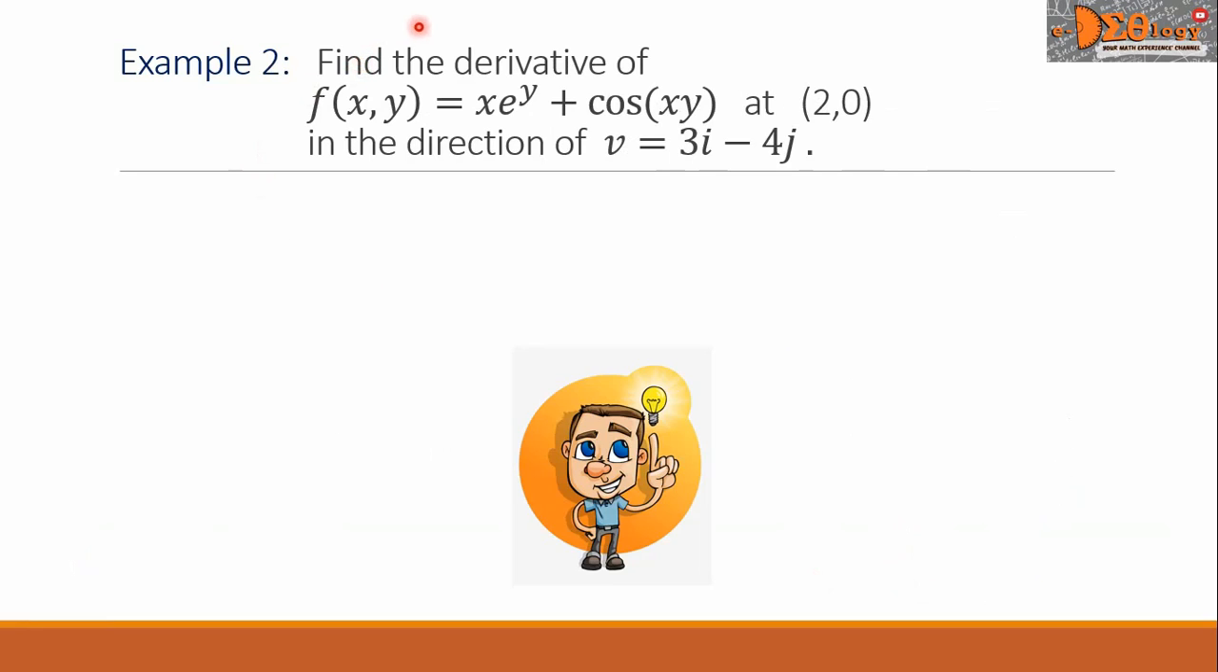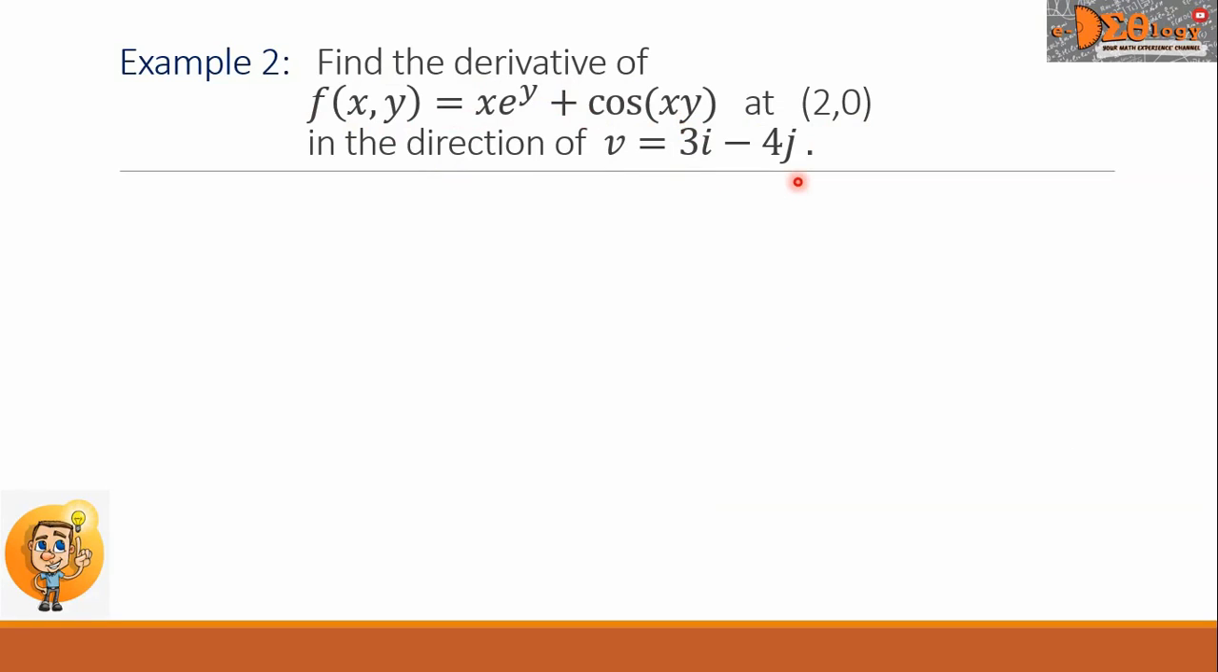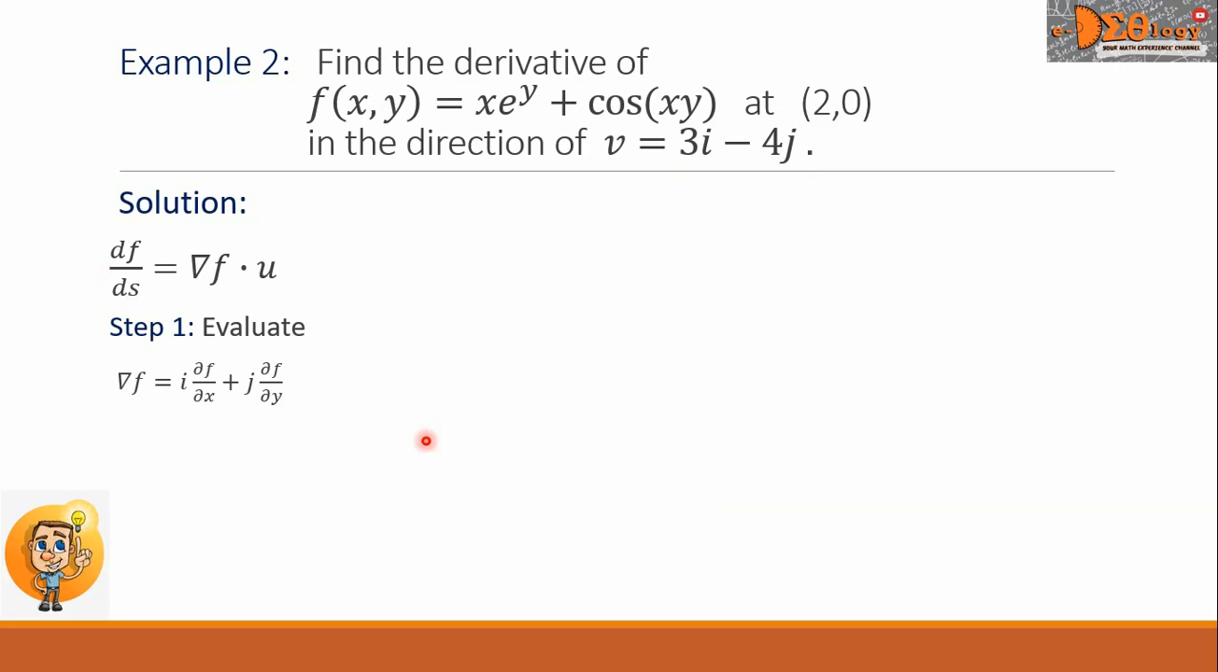Example 2. Find the derivative of f of x, y equals x e raised to y plus cosine of the quantity xy at the point 2, 0 in the direction of v equals 3i minus 4j. We write the formula for the df over ds. Now for step 1, let us evaluate the grad f equals i times partial derivative of f with respect to x plus j times partial derivative of f with respect to y. In here, we don't have the k.